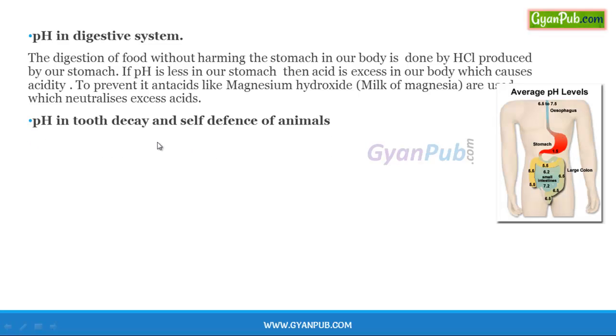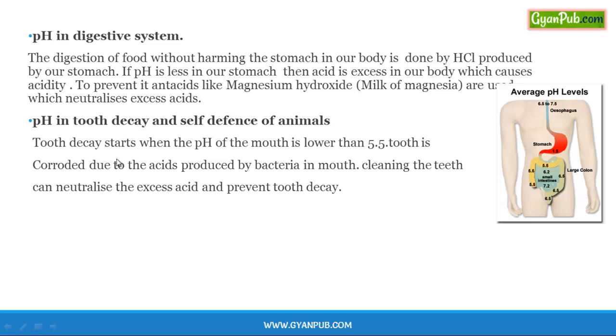And pH in tooth decay and self-defense of animals. For tooth decay, we eat many foods and bite the food with our teeth, and there are many acidic substances which we take, like orange juice. If the pH in the mouth is less than 5.5, then tooth decay starts, and the tooth is corroded due to the acids produced by the bacteria in the mouth. We know that many bacteria produce acids, and these acids become more harmful when the pH is less than 5.5, and then they start to corrode the tooth.